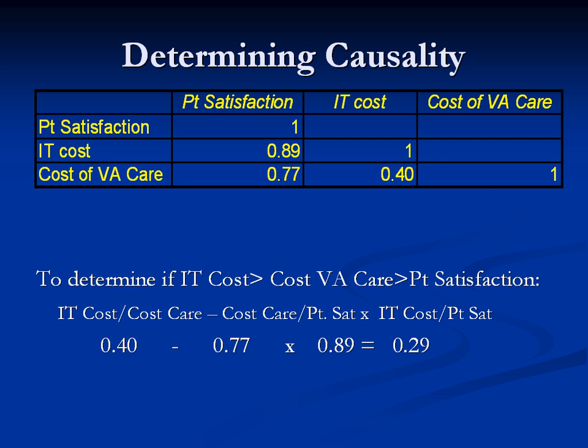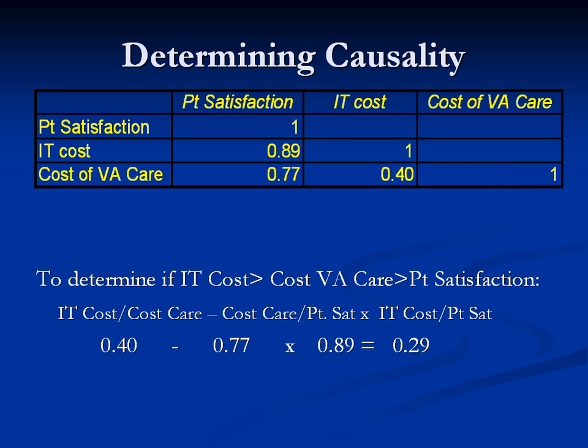Causality is defined as the relationship between one variable and a second variable which is the consequence of the first. Literature supports the supposition that IT increases efficiency. Our team hypothesized that increased efficiency as a result of IT would increase the cost of care per veteran, but that this in turn would increase patient satisfaction.